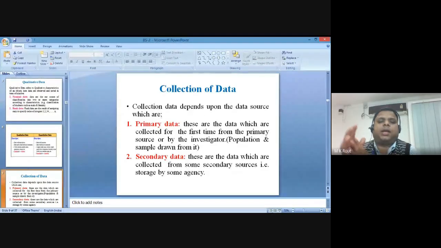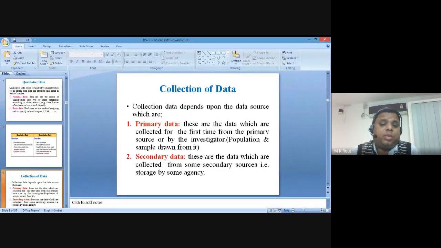The next part is the collection of data, that is the most preliminary stage of your statistics. The collection of data depends upon data sources. There are two sources: primary data and secondary data. Primary data are the data which are collected for the first time from the primary source, by an investigator or through some kind of investigation.